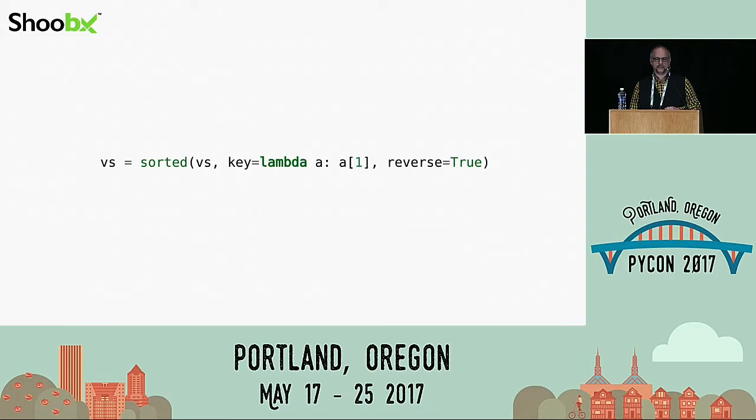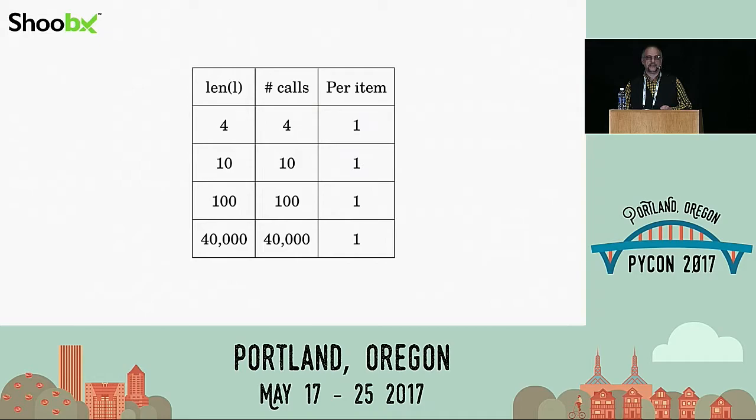So in Python 2.4, a key function was introduced to both sorted and sort. And the function now got much simpler here. The key function is just half of the comparison function, basically, and you have a reverse flag. And statistics is also very different. You get exactly one call per item always. So this means that with a comparison function on a list of 40,000 items, we get around 17 times as many calls to get item. So sorting 40,000 items takes about 5 times as long with a compare function versus a key function. So please switch to key.